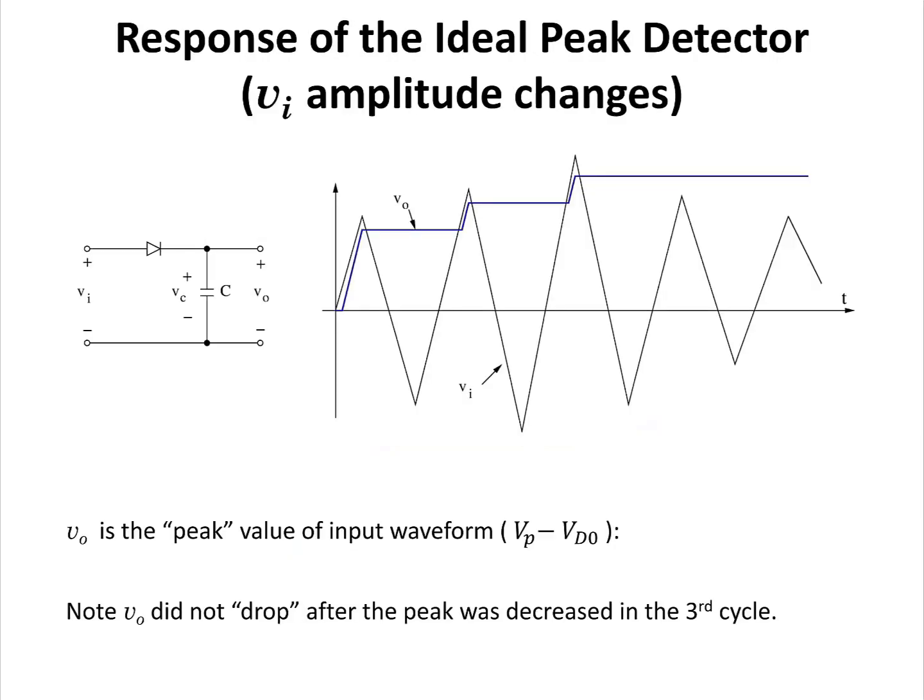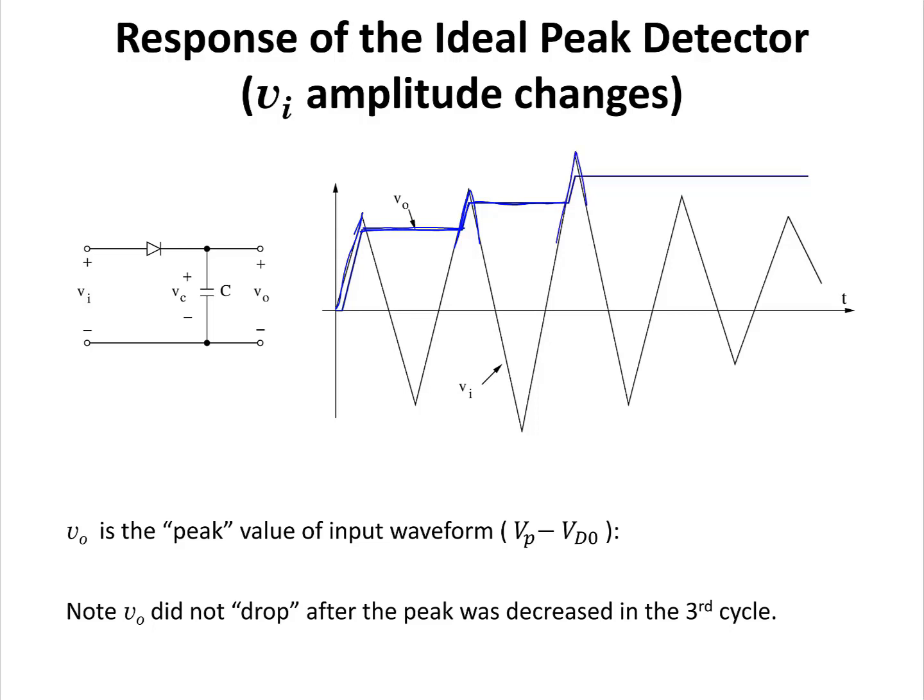If you have a time varying input signal whose peak value changes over time, this circuit can be used to detect the largest peak value of the Vi signal. So as you can see, when the first peak comes, V out is going to be equal to that peak value minus VD naught. The next peak is larger than the previous one, so the value of output voltage is going to increase to the second peak value minus VD naught.